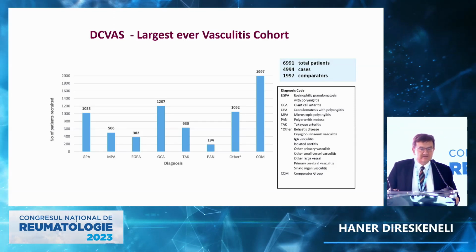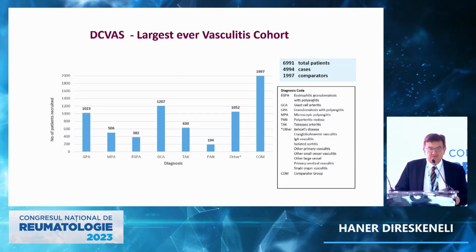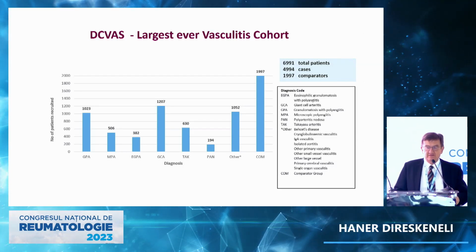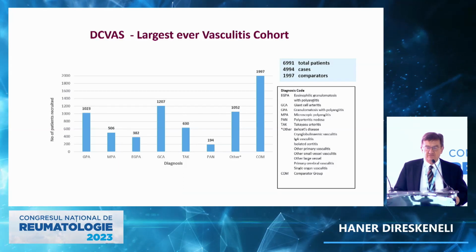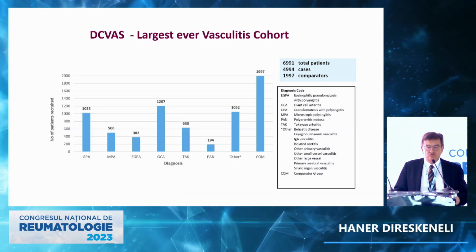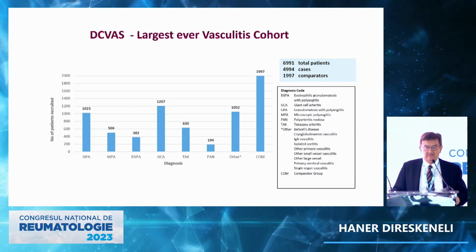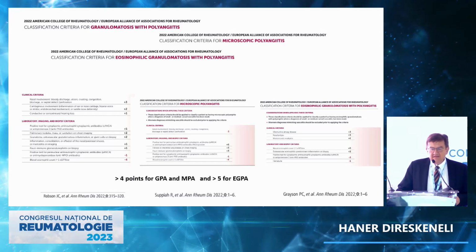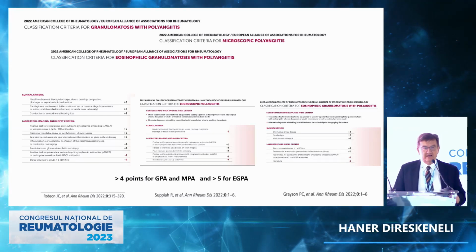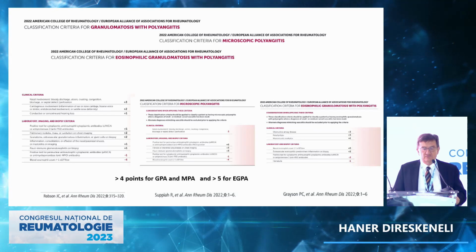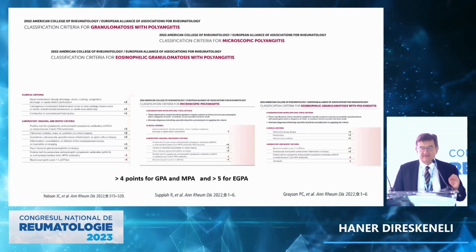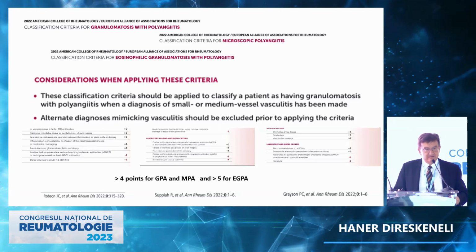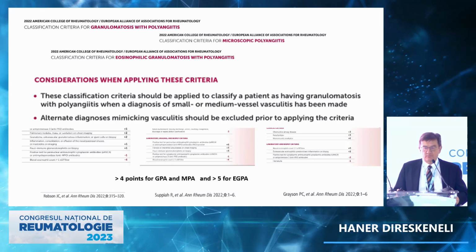And this came from the DCVAS cohort with patients from over 100 centers in 20 countries. This is the largest ever vasculitis cohort with approximately 7,000 cases and comparators. In this group, GPA and GCA are the largest patients. And here you see the classification criteria. For time reasons, I'm not going into the detail of it, but there is one clear issue there. And that is that these classification criteria are not for daily use and diagnostic purposes.